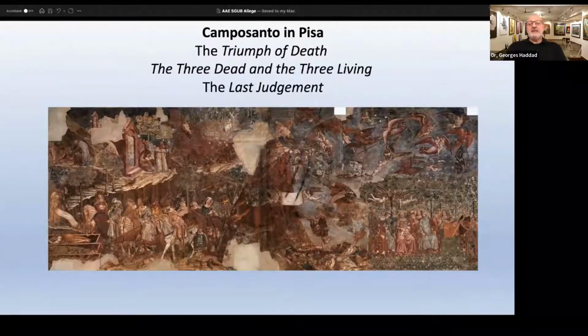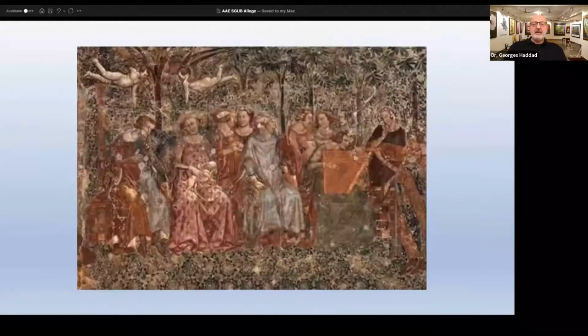And this idea that death does not discriminate is very long-lived. This is from the Camposanto in Pisa in the 15th century. It is unfortunate because this fresco was bombed during the Second World War, so it deteriorated. But let's look at it in a little more detail. Here you have young people playing music, talking to each other, and these people are going to be dead because death is indiscriminate.